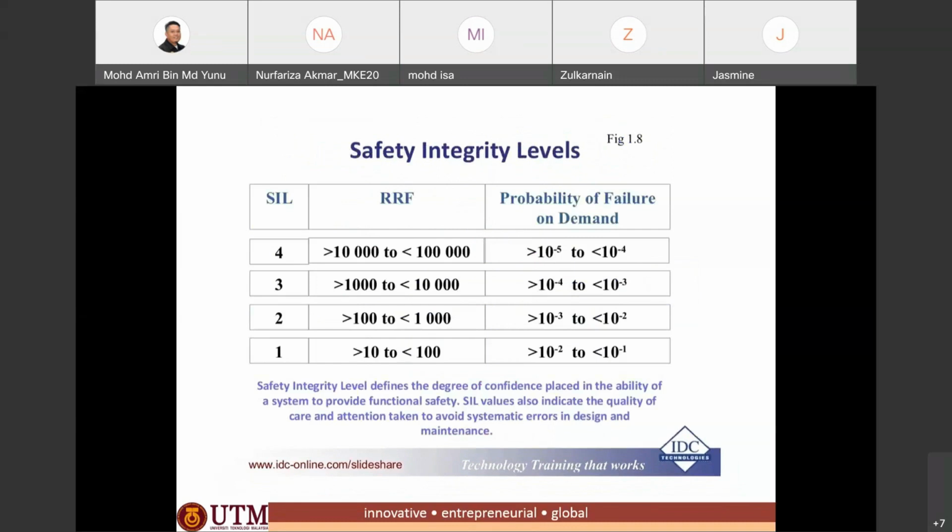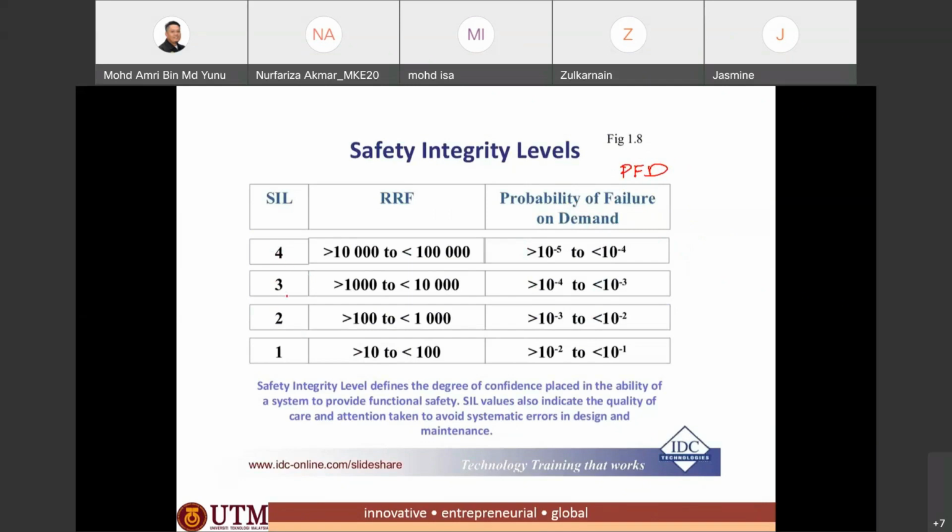Oh yeah, this is what I mentioned before. In the first place, when we determine the safety of the instrumented level, we need to find the probability of failure on demand, PFD, of each element. The PFD of each element can be determined from the data sheet, like from the VAF. So it will have the PFD.